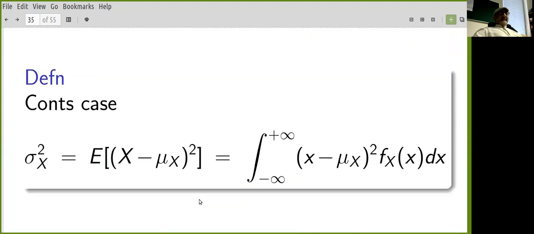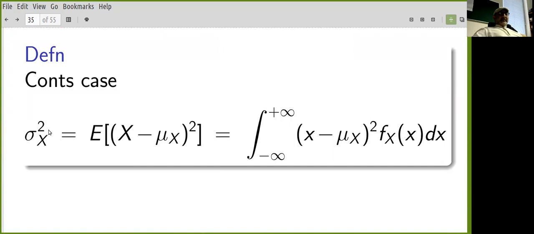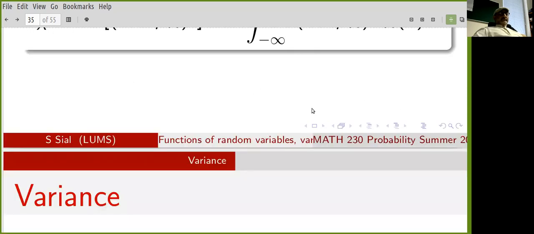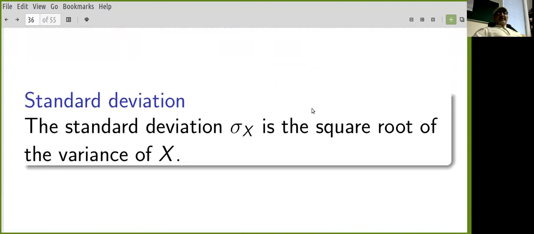Once again, the variance of x is equal to the expectation of x minus the expectation of x, quantity squared. That's a function of x, so it's going to be given by the integral from minus infinity to plus infinity of x minus the expectation squared times the PDF for x. Related to the idea of variance is the standard deviation. The standard deviation is the square root of the variance.